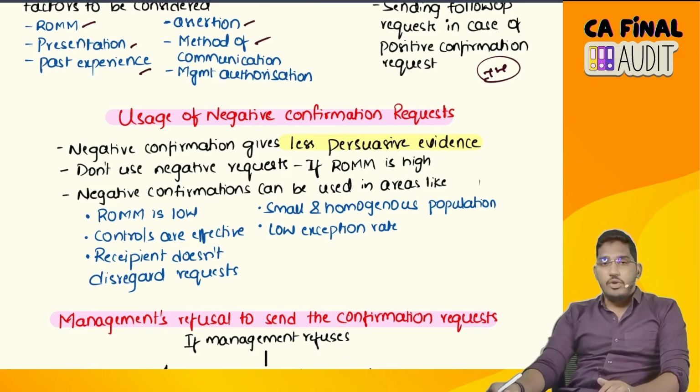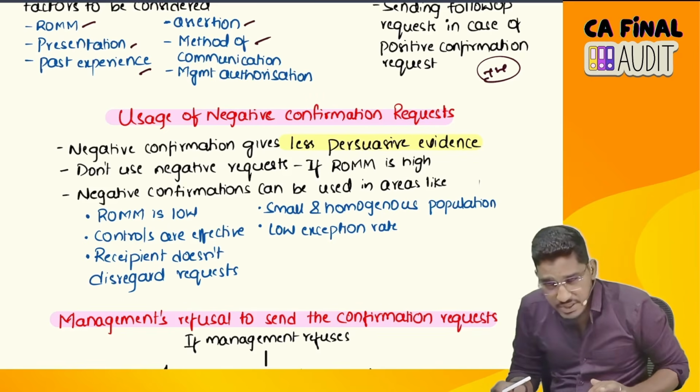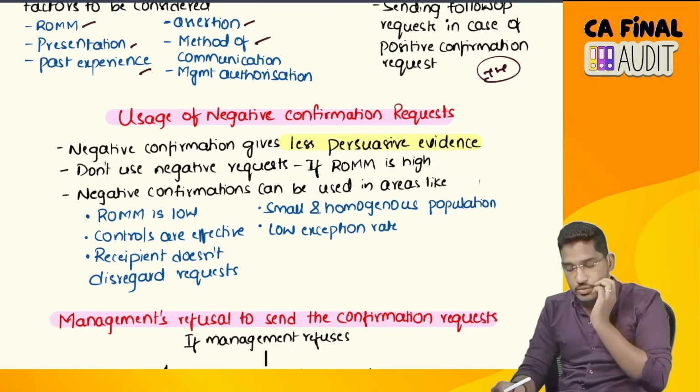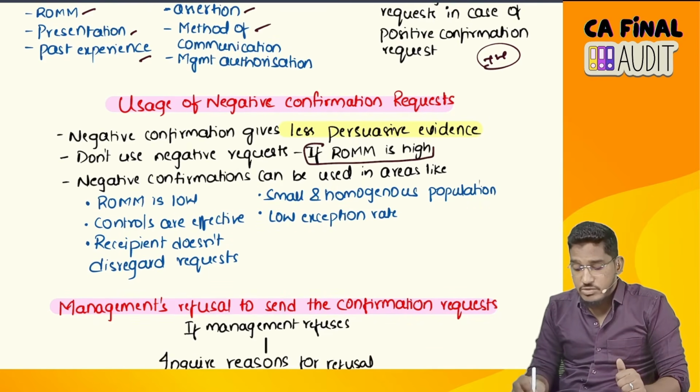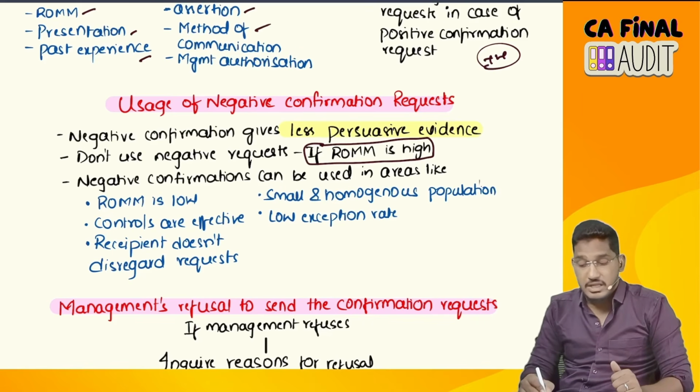Does that mean I should not make use of negative confirmation requests at all? No, you can use it. You can use it only in the areas where the risk of material misstatement is very low. Where the risk of material misstatement is low, there we can use negative confirmation requests. That's what I have kept here.